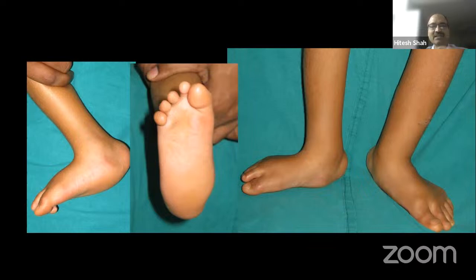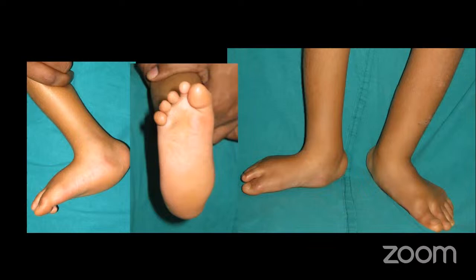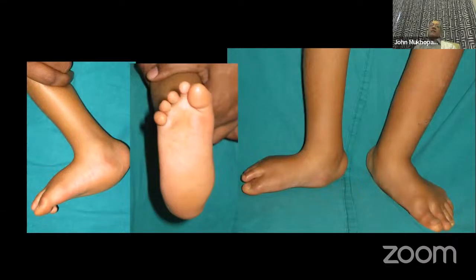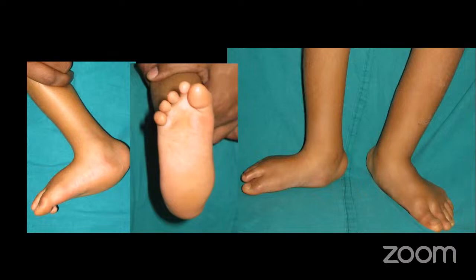What is the position of the talus? Sir, the subtalar joint and the tibiotalar joint are not congruent, and the talus is vertical and anterior to the calcaneum. I mean, sir, the talus is dislocated on the navicular. Is the talus dislocated on the navicular, or is the navicular dislocated on the talus? Navicular dislocated on talus. Yeah.